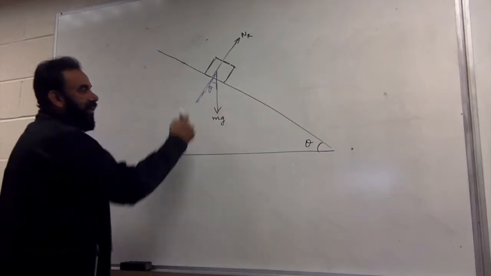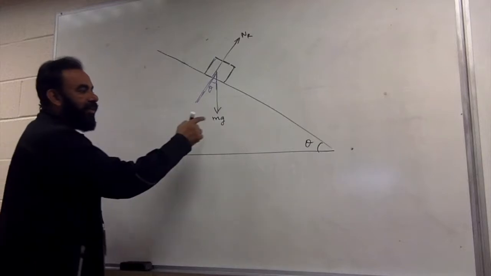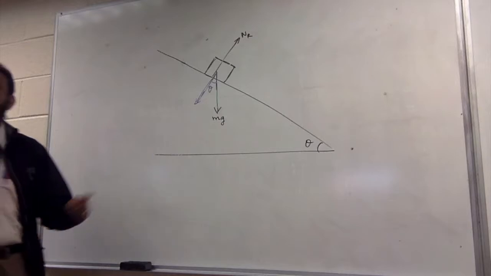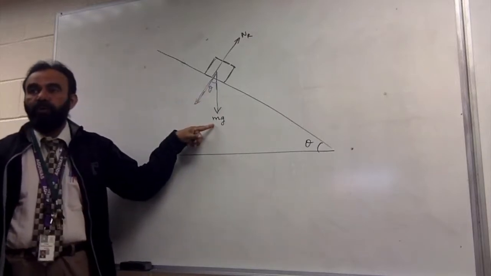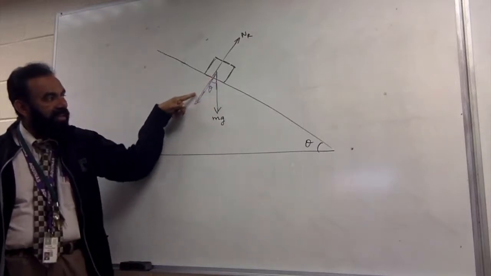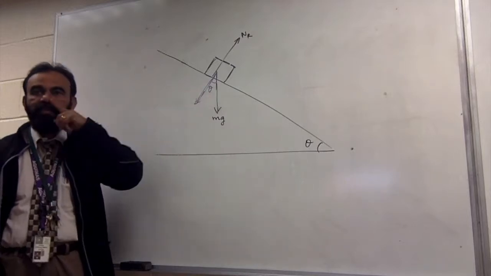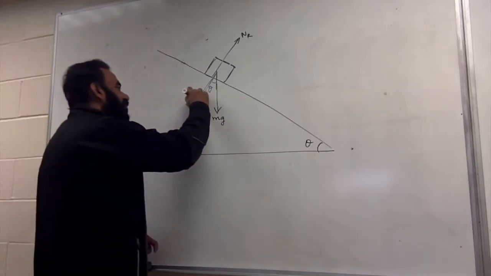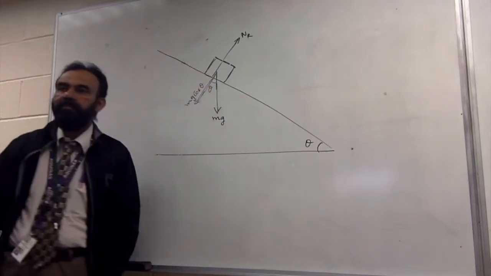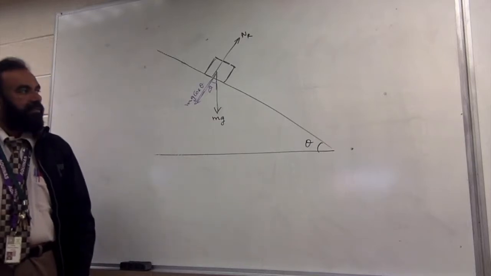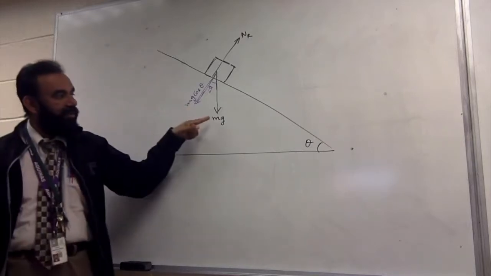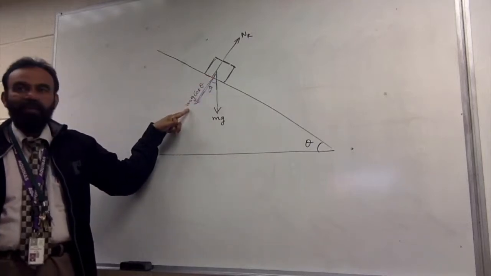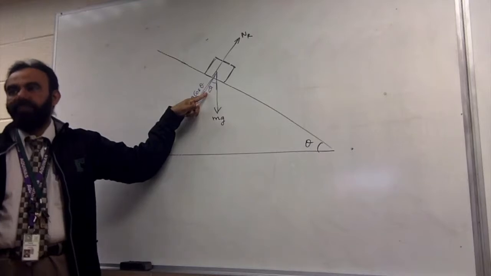Alright, so this is theta and that's mg. What component of mg is acting in this direction? Now this side, is it opposite of theta or adjacent of theta? So what do you use? It's mg cosine theta. You know why I put mg cosine theta? Because we are looking to split mg into two components. One is this way, which is adjacent of theta. So it's mg cosine theta.